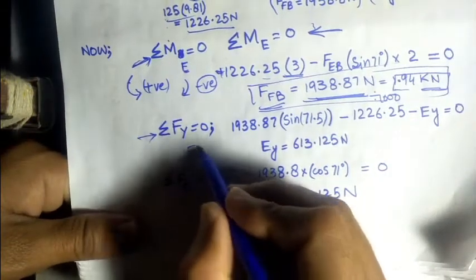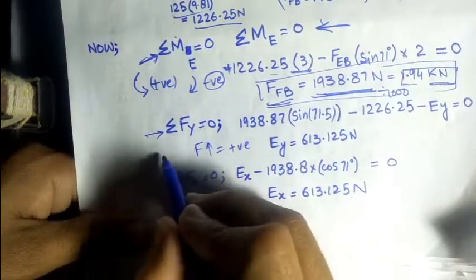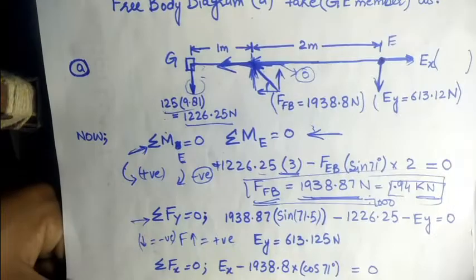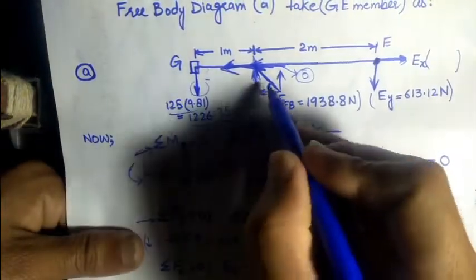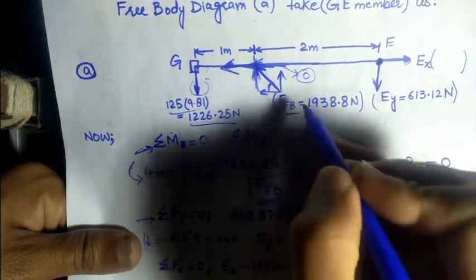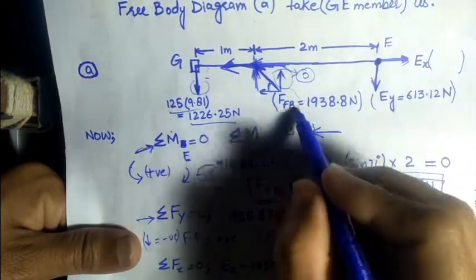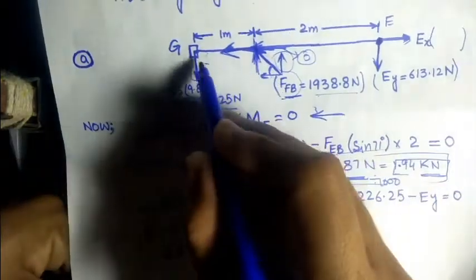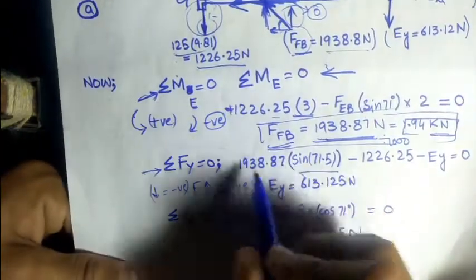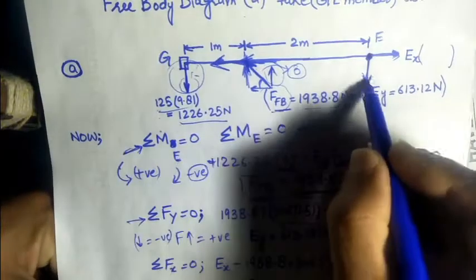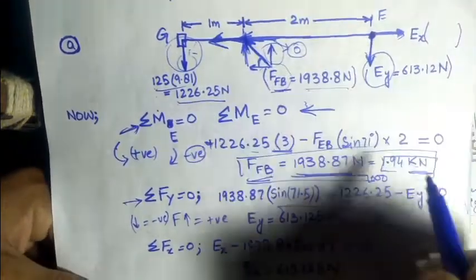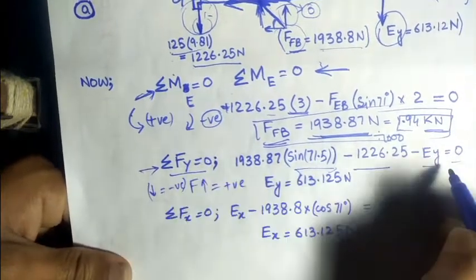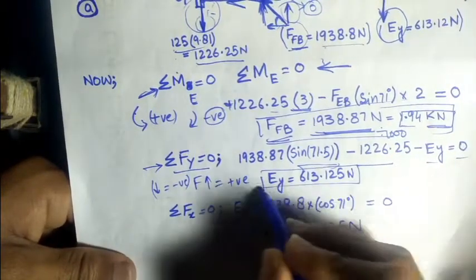Assume upward force is taken as positive and downward force taken as negative. So the upward force is the vertical component of FB, which is FB times sine of the angle. After this, the downward force is taken as negative, and EY is also negative because it is acting in the downward direction. It makes the sum equal to 0. Then by solving this equation we can easily calculate EY.